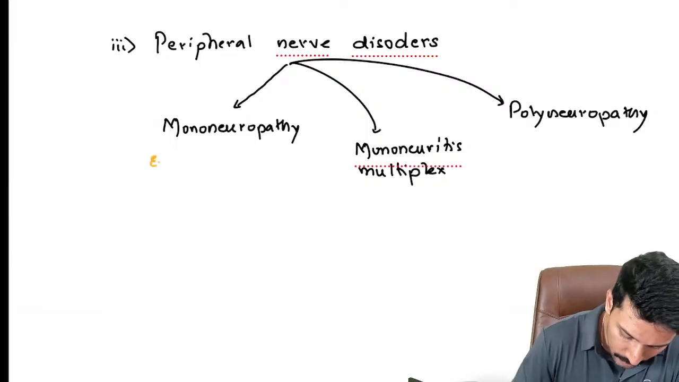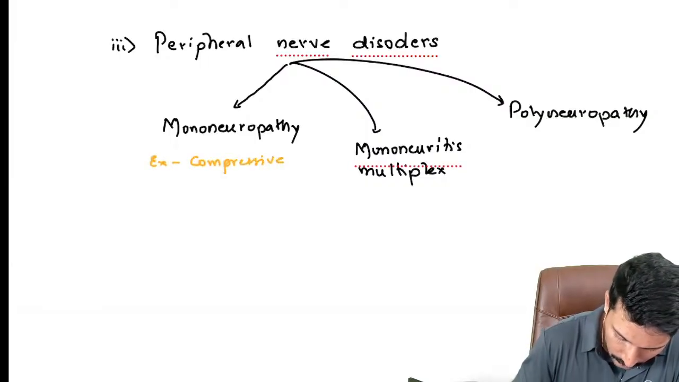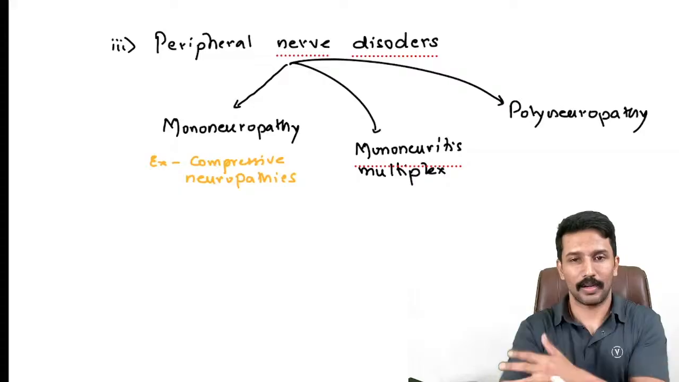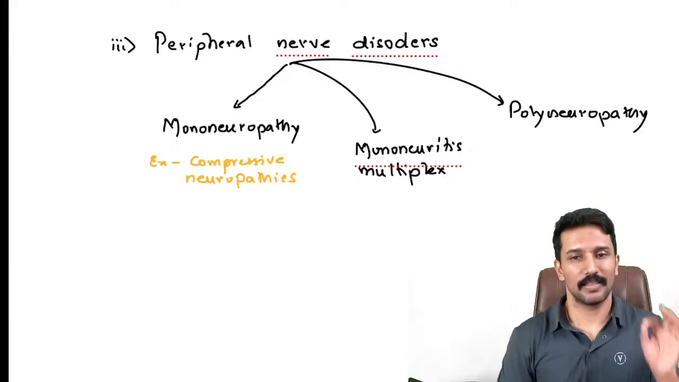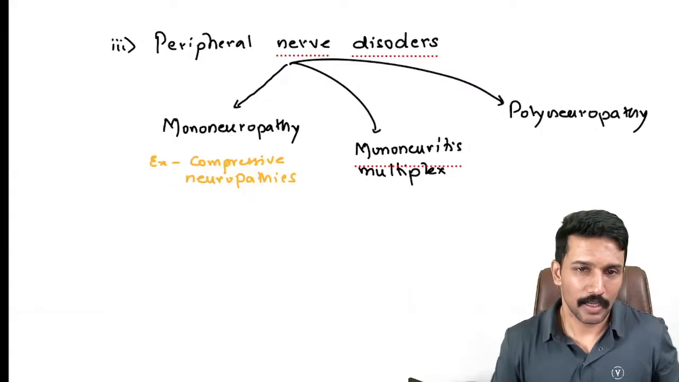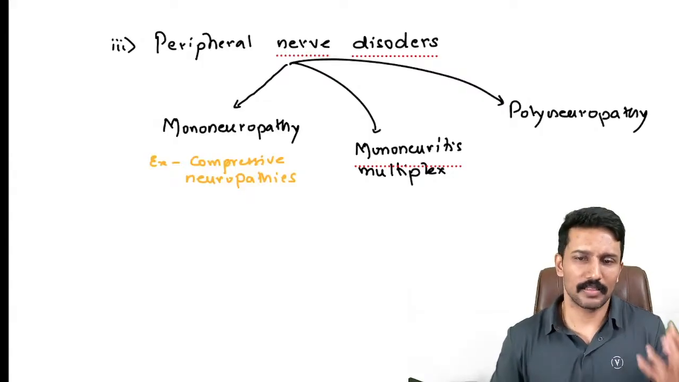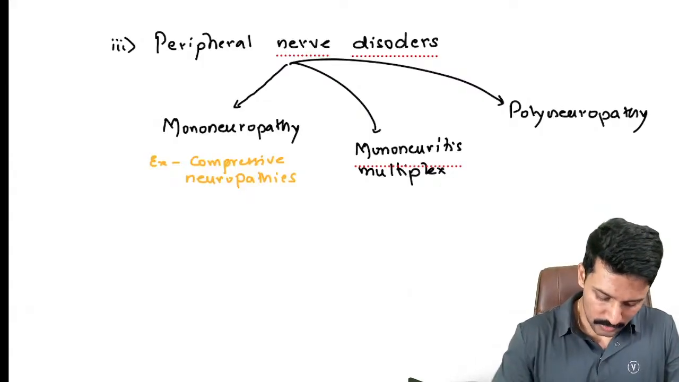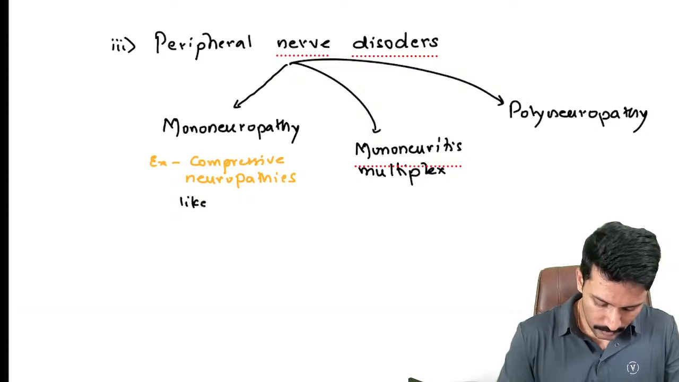Examples for mononeuropathy are usually compressive neuropathies. When something compresses the radial nerve or ulnar nerve or median nerve, that nerve will get damaged and only the muscle supplied by that nerve will be affected. Compressive neuropathy is a classical example for mononeuropathies, like ulnar nerve palsy.